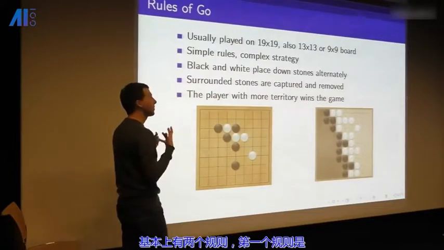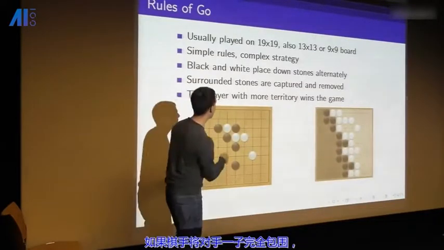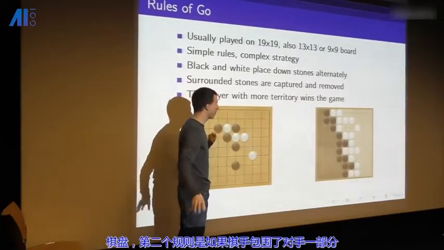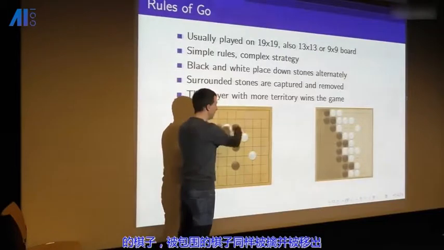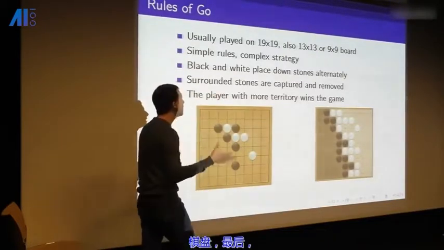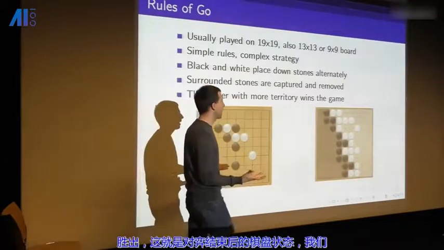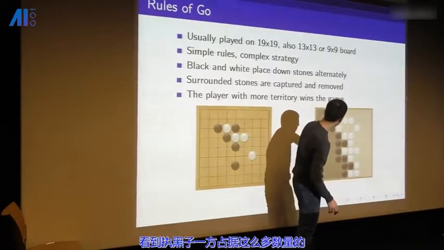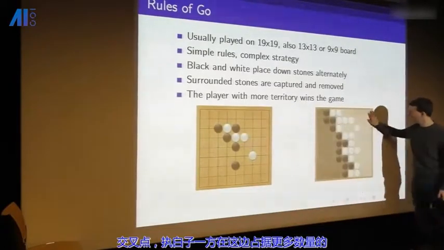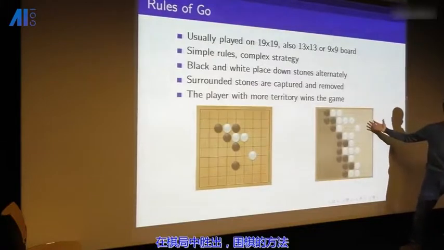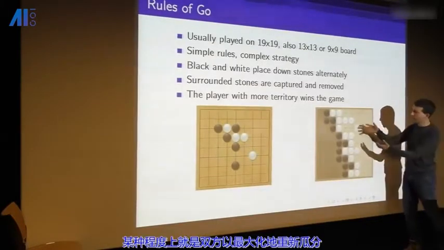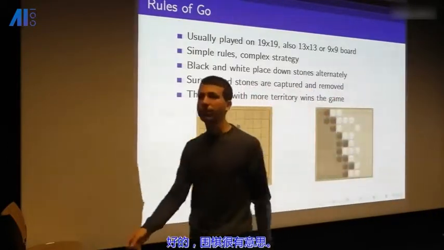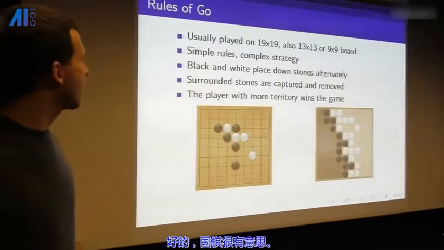And there's basically two rules. The first rule is that if you completely surround a stone, then it gets captured and removed from the board. Or if you surround any contiguous block of stones, similarly they get captured and removed from the board. And at the end of the game, the player with more territory wins the game. So this is an end game position, and we see that black has surrounded this number of intersections, but white has surrounded more intersections over here, so in this position white would have won the game. And so the goal of the game is to place down your stones in a way that maximizes the amount of territory you get. Okay, so it's a fun game.